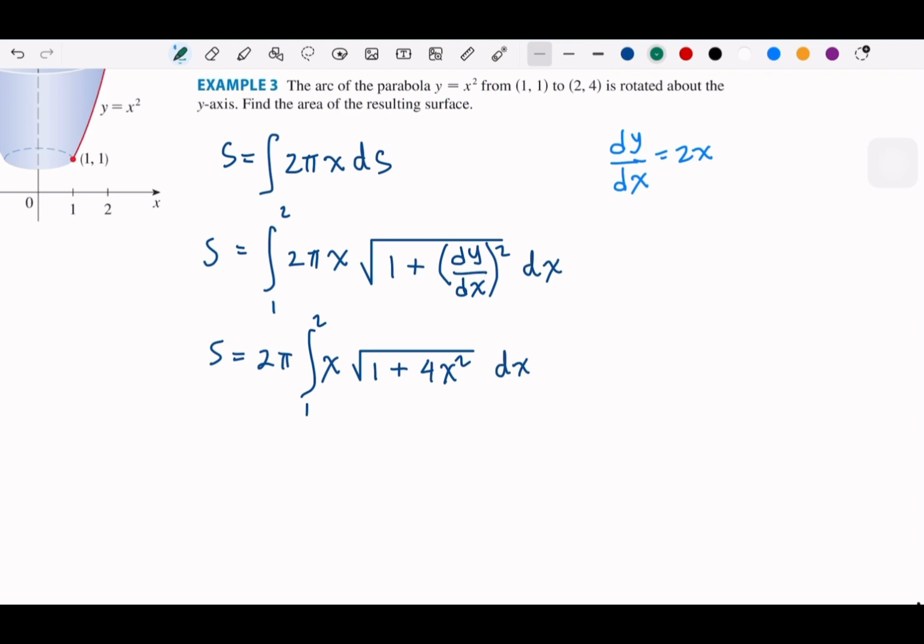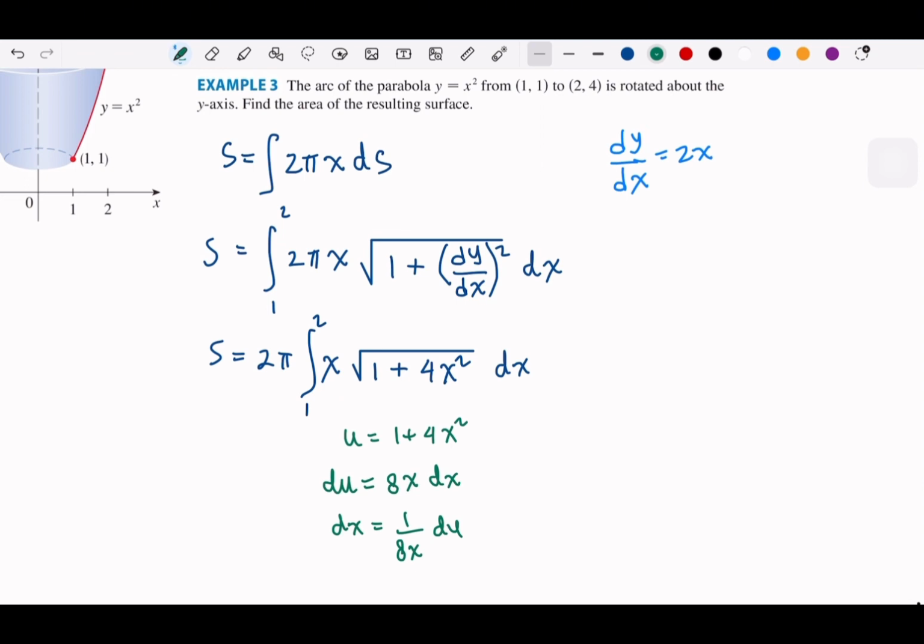What that means is, basically, you can cancel the x part. So if we take u as 1 plus 4x squared, and then we derive, this will be 8x dx, then we can substitute the x dx with 1 over 8 du, okay? So what happens next is we can cancel the x, okay?